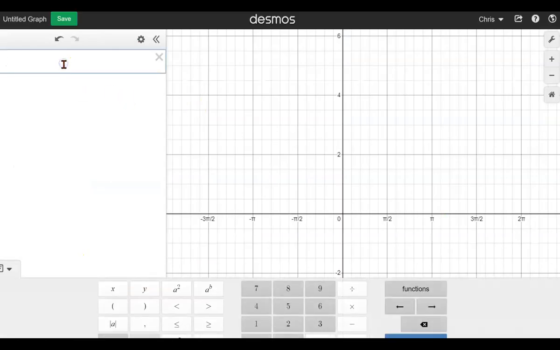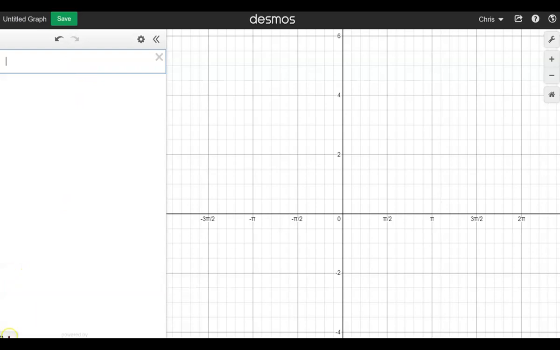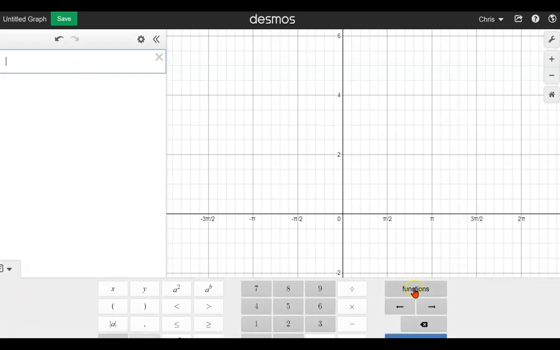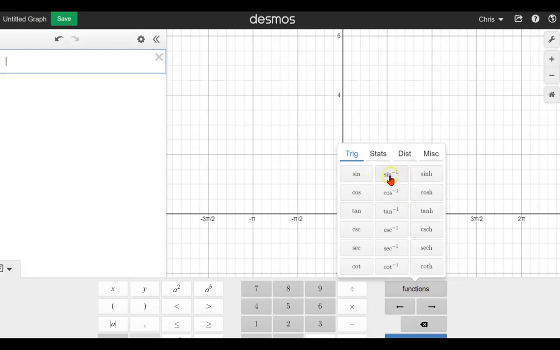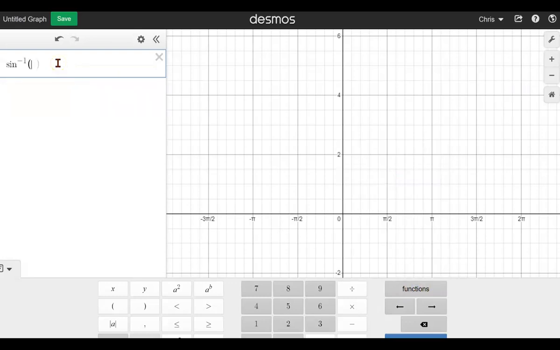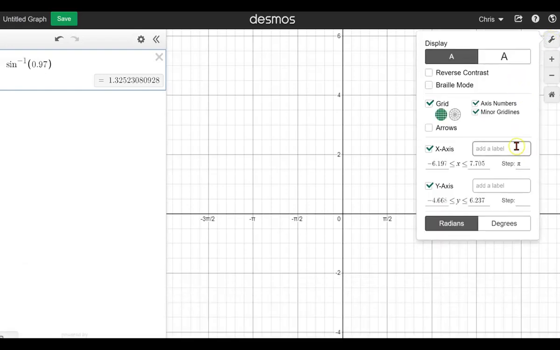Go to decimals.com and then type inverse sine. Click on the keyboard and click on functions, and you will see here inverse sine. So inverse sine of 0.97, and you'll see a number here, and you can check if it's in degrees or radians. Click on the graph settings on the top right here, and below you will see radians and degrees. If you click degrees, inverse sine of 0.97 is 75.93 degrees, and in radians, just click on it, is 1.325 radians.